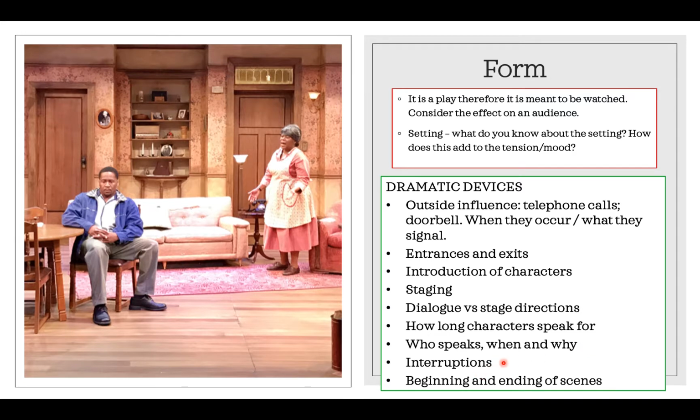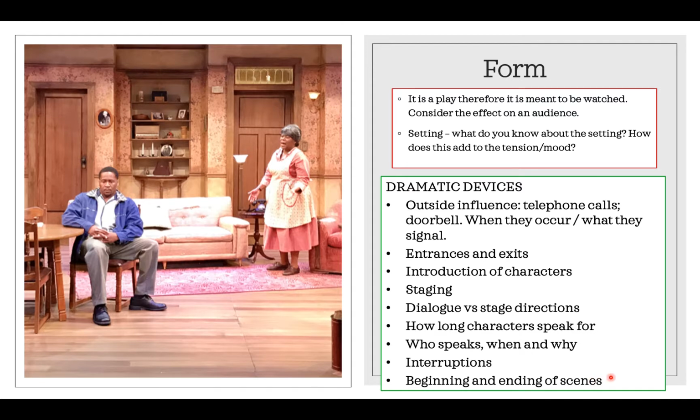Interruptions are something that happens quite a lot throughout the play. Different characters will interrupt each other, and you'll know this because there is a dash that shows a sentence is incomplete or a thought is incomplete. So think about what that creates. Does it create tension? Does it show conflict? Is it actually to do with somebody who is overcome with emotion and they feel that they need to interrupt somebody else?